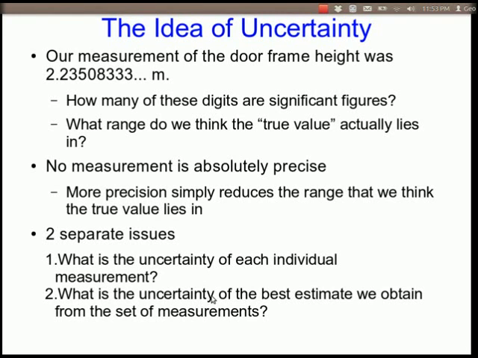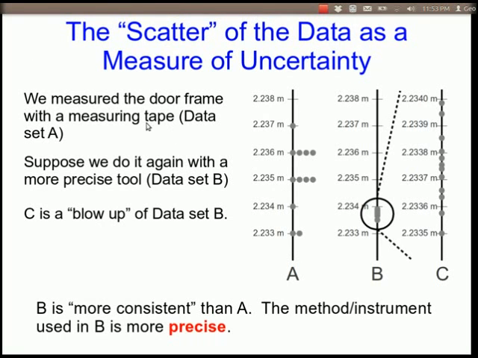And just to illustrate that, here's our data set that we had before. Now suppose we get a more precise measuring instrument of some sort. I don't know, it could be an interferometer or something. And we set it up and measure the door again, and we get this data set. And this part here is just a blow up of it. So this is what we would call a more precise instrument. The measurements are more clustered. It's more consistent.